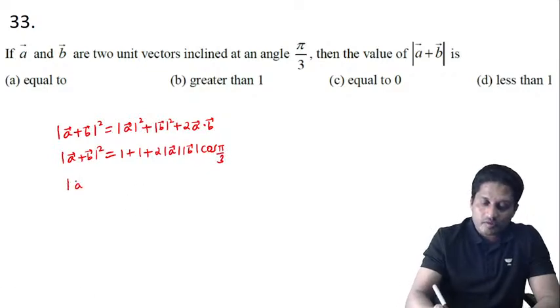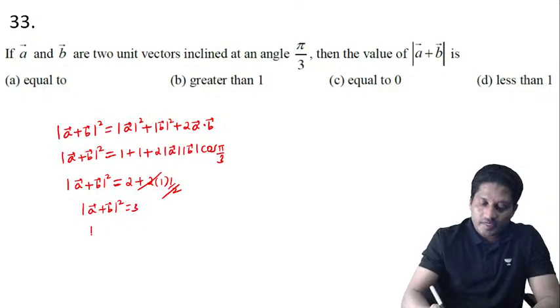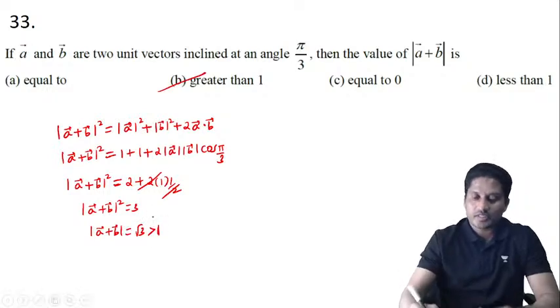Mod of A plus B the whole square is equal to 2 plus 2 into mod A mod B, which is 1, times cos 60, which is half. 2 and 2 cancel. You get mod of A plus B the whole square is equal to 3. If I take this square out, you get modulus of A plus B is equal to root 3, and root 3 is obviously greater than 1. Answer is option B.